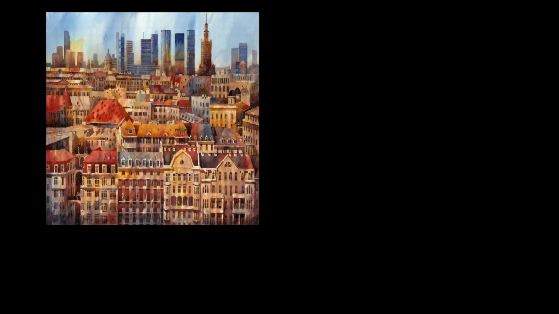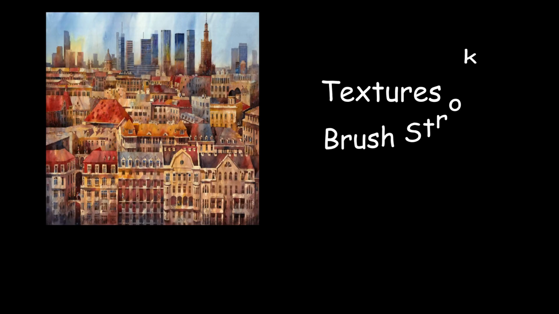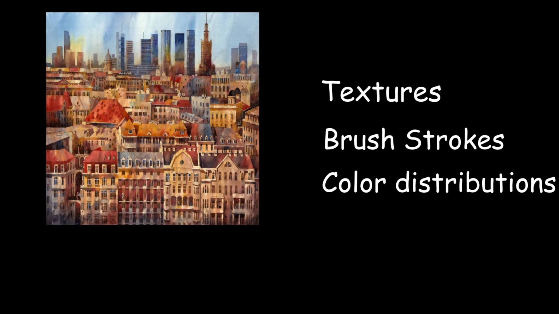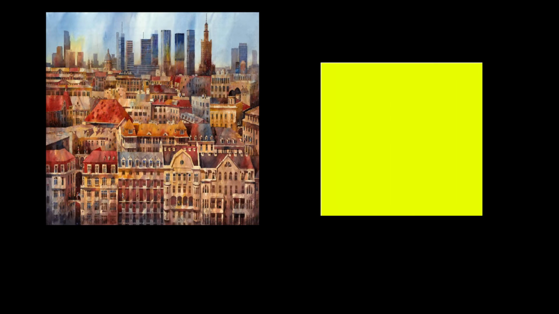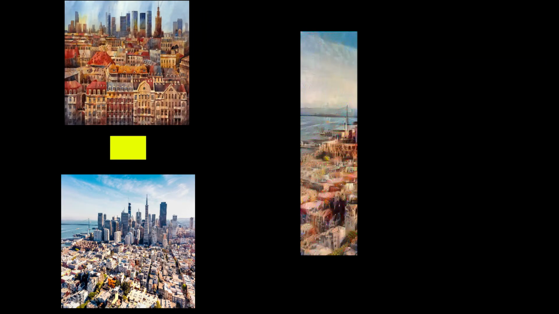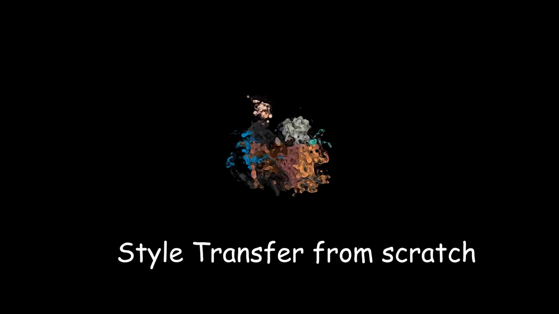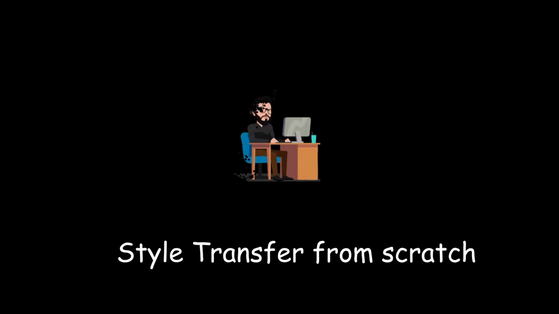Style of an image refers to textures, brush strokes, and color distributions whose occurrences are dependent on each other. Capturing these styles from an image and applying it on a content image to get the final image like this is what we call style transfer. In this video, we'll understand how style transfer works and how we can build one from scratch.